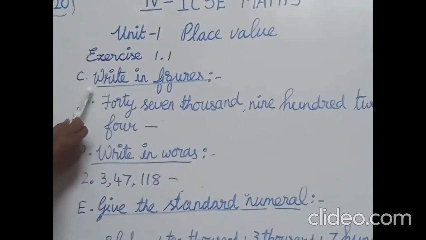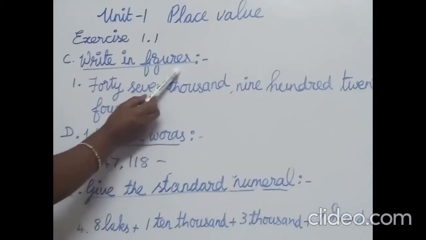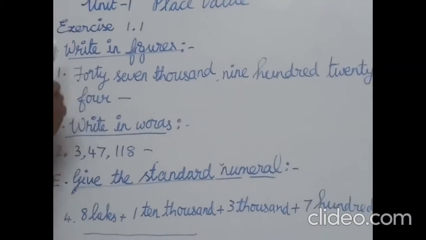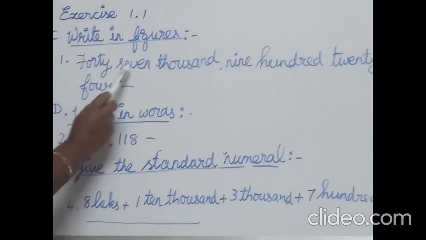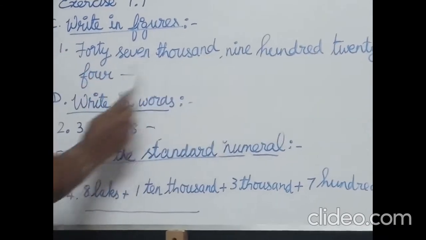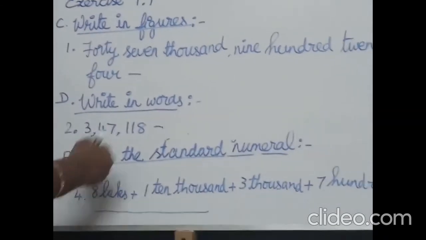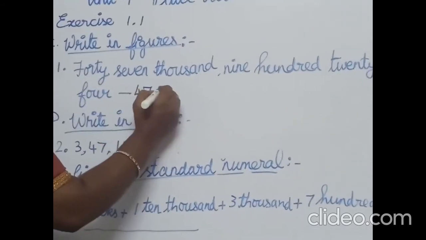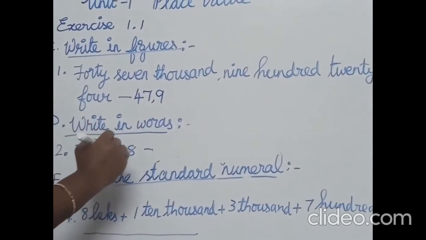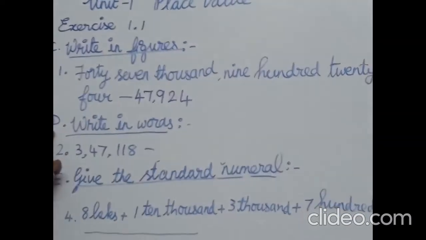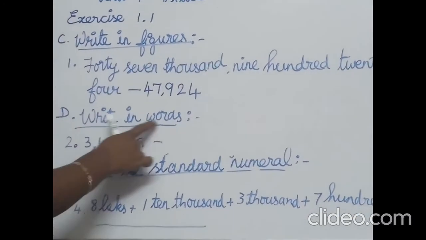Coming to the C1, write in figures. They given in words, we are going to write in a figure. First you read the question. 47,924. So start write 47,924 is the answer.